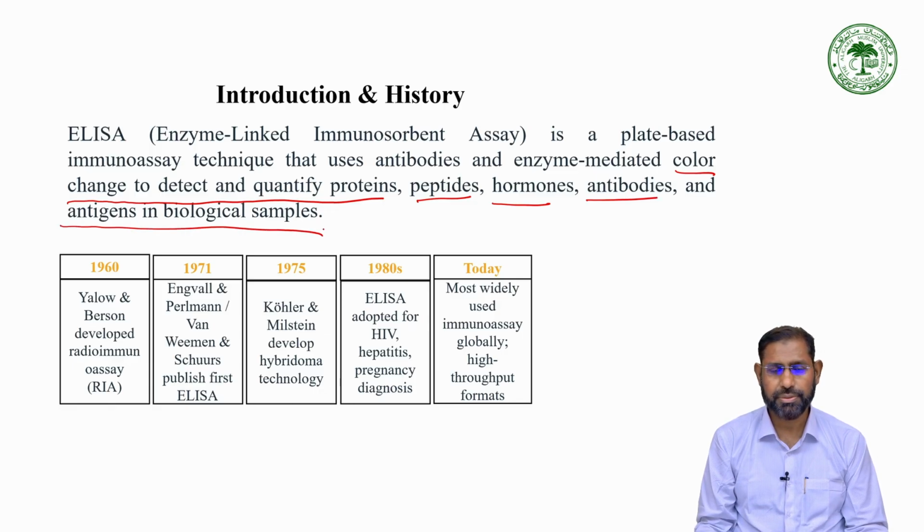That's very significant. In 1960, Yalow and Berson developed radioimmunoassay, that's called RIA. Then in 1971, Engvall and Perlmann, and Van Weemen and Schuurs, published the first ELISA. In 1975, Kohler and Milstein developed hybridoma technology. In the 1980s, ELISA was adopted for HIV, hepatitis, and pregnancy diagnosis. Those are the applications.